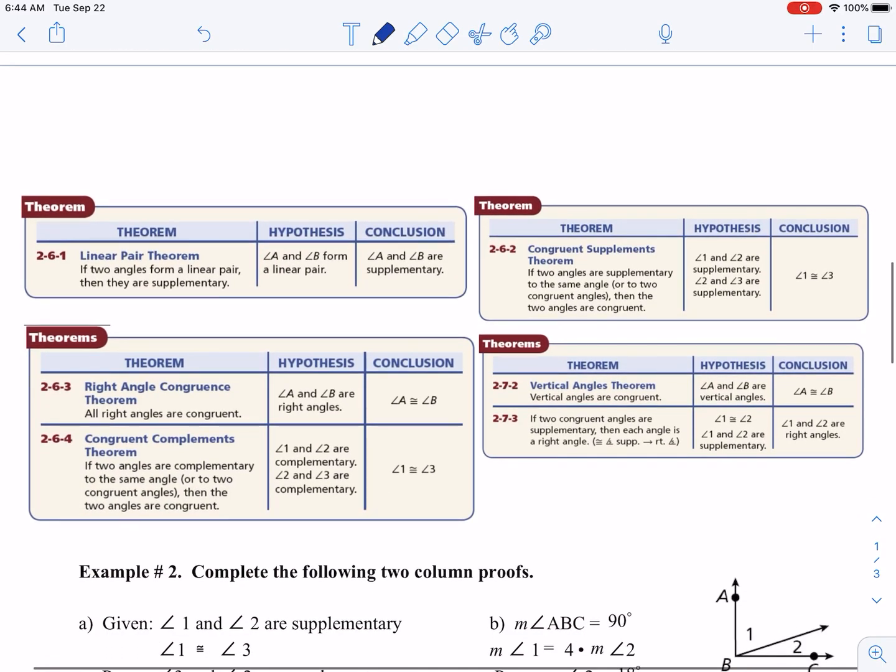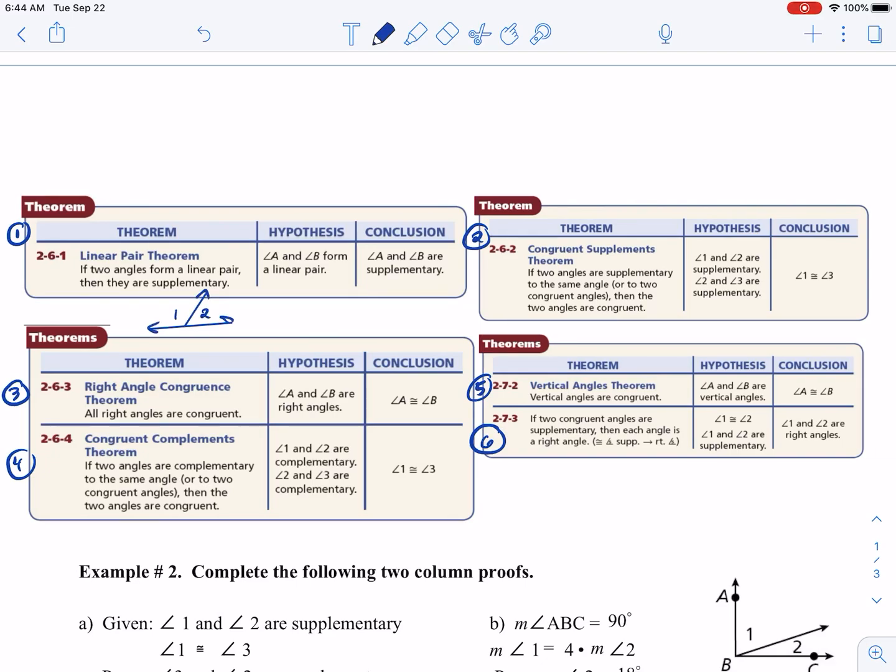Linear pair theorem, let's write them all out. 1, 2, 3, 4, 5, and 6. We're going to list these all out. And most of these terms in here are words we've heard before. So linear pair theorem, we introduced this on the previous page. The linear pair theorem states that if 2 angles form a linear pair, like angles 1 and 2, then angle 1 and angle 2 must be supplementary. So the measure of angle 1 plus the measure of angle 2 would equal 180 degrees.